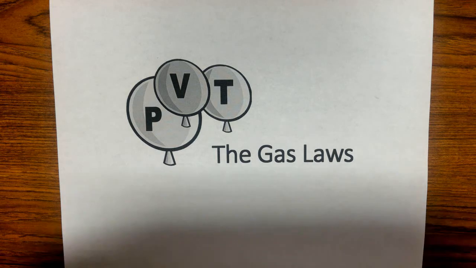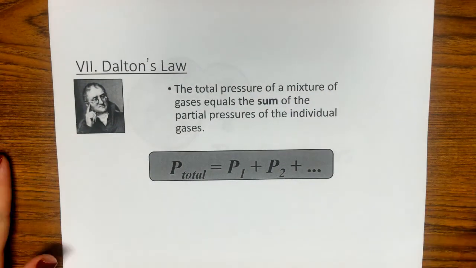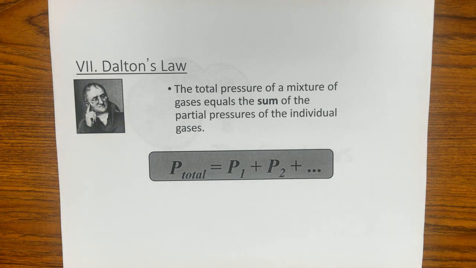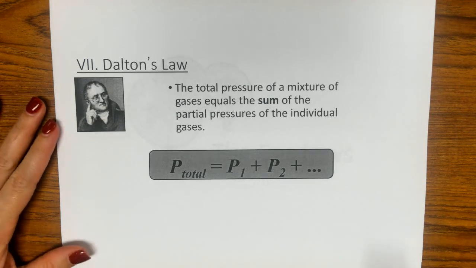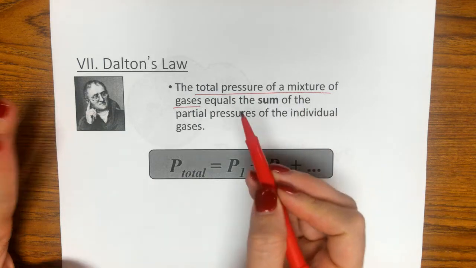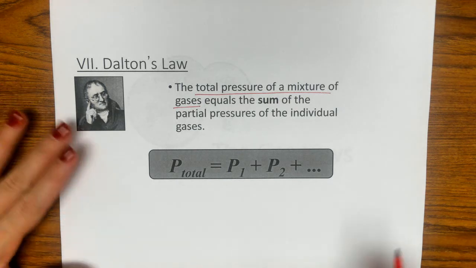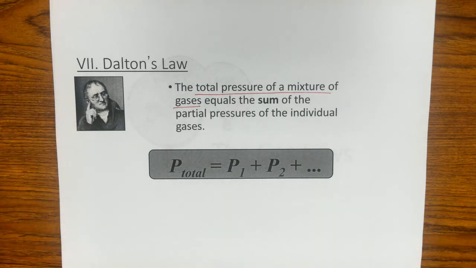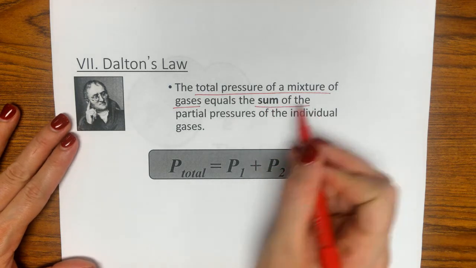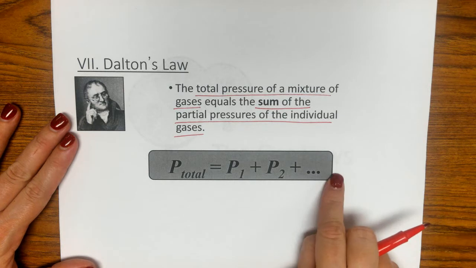So the first law we're going to go over is Dalton's law. John Dalton did a lot of research with the model of the atom. He also did research with gases, and he found that the total pressure of a mixture of gases, like the air, which is carbon dioxide, oxygen, nitrogen, etc., equals the sum of the partial pressures of the individual gases. And this is his equation.